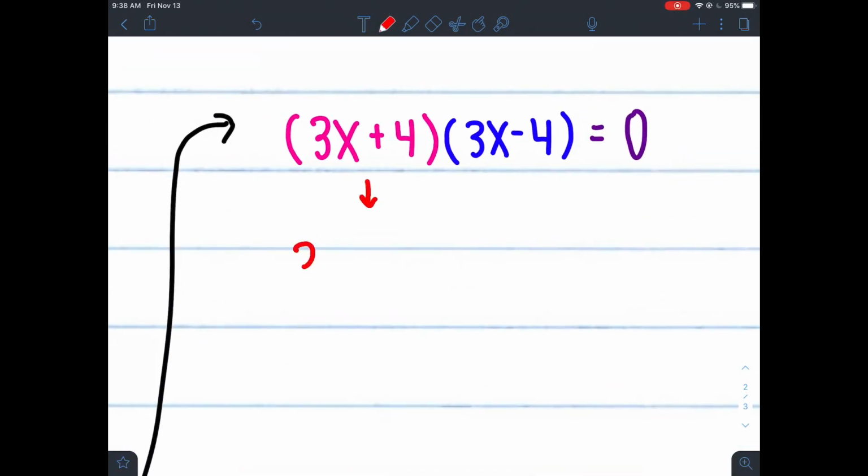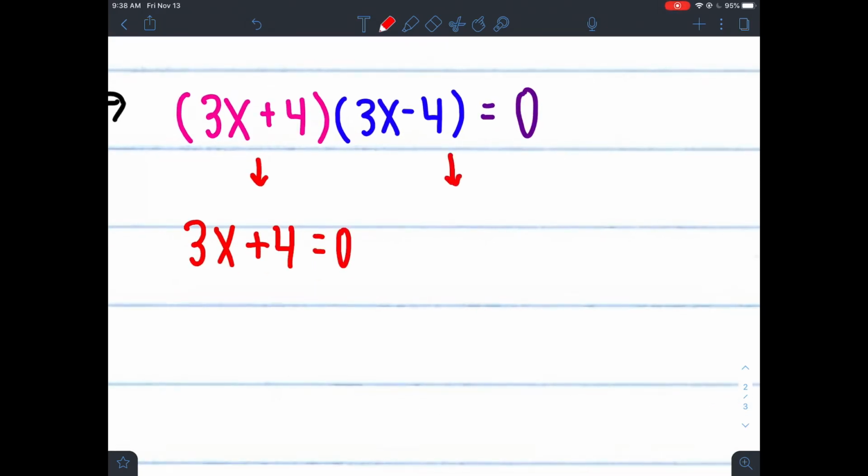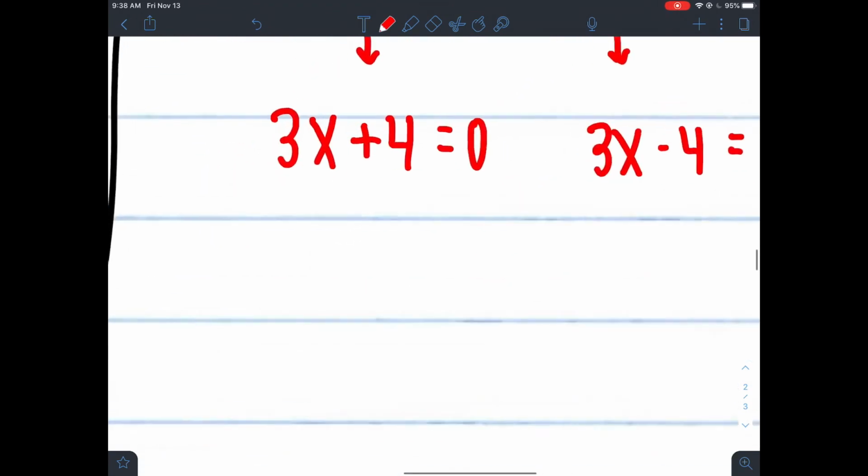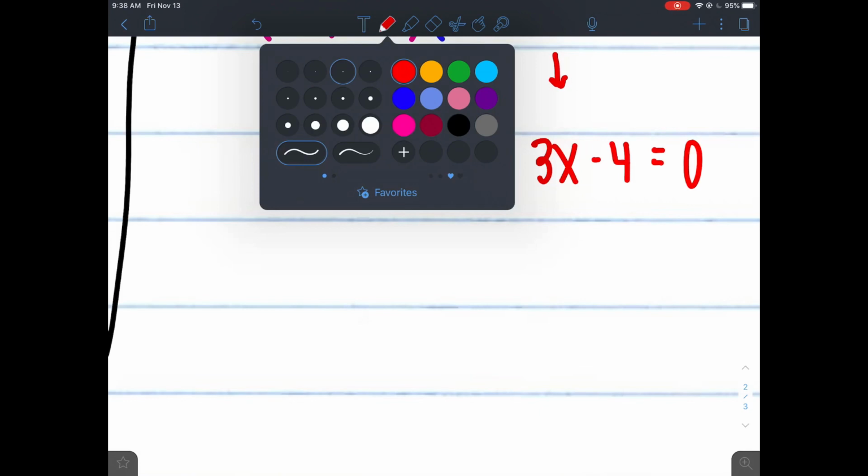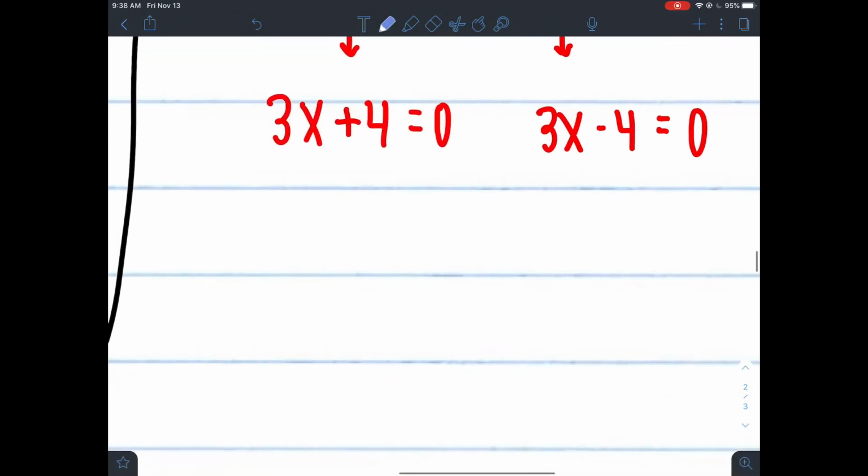So we're going to set one of our factors, x plus 4, equal to 0. And then the other factor is 3x minus 4, and we'll set that equal to 0. All factors get set equal to 0 because we're solving for our x-intercept. We're solving for x here, so you're trying to get x by itself.